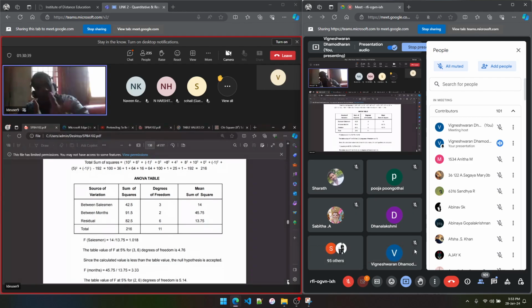Okay. This is two-way ANOVA. Previously, what we discussed is one-way ANOVA. In two-way ANOVA, we have to find out the source of variation between salesmen and between months. That's why we are using two-way ANOVA.